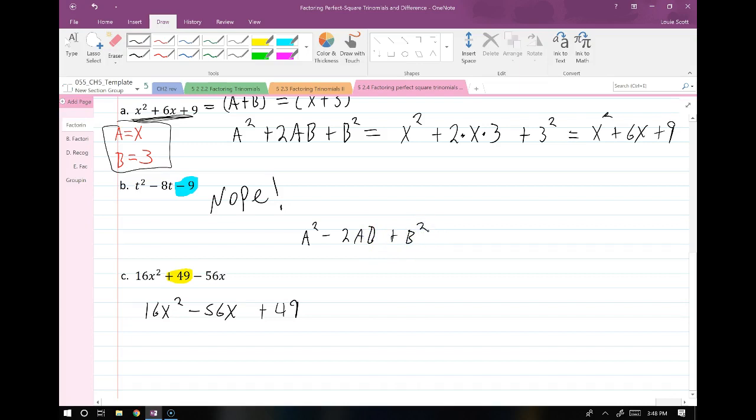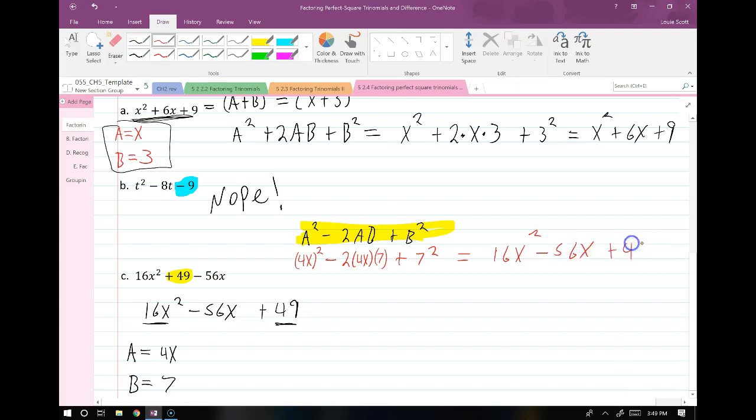plus b squared. All right, so I say my a in this case would be the square root of this first term. That's 4x. My b is the square root of the last term. So that's 7. So now I make sure that this actually does conform to that pattern. I'll fill it in directly below my little formula. So my a squared, that is 4x quantity squared, minus 2ab, that is minus 2 times a, which is 4x, times b, which is 7, plus b squared, which is 7 squared. When I do the math on that, I end up with 16x squared, minus, what is that? That is a 56, isn't it? Minus 56x plus 49.